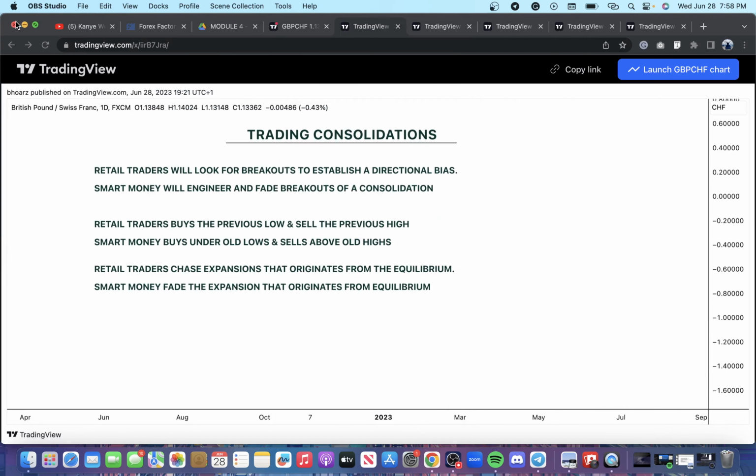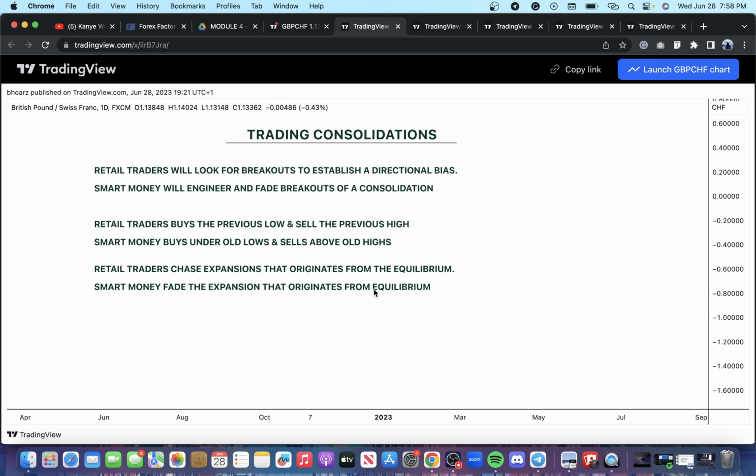And today we're going to talk about trading consolidations. Now we have actually covered trading consolidations in the first module and also in the third module. This is just a refresher. So I'm not going to go back into the basics of consolidations, what they are, and how to anticipate them, because we've covered all of these in multiple previous lessons.